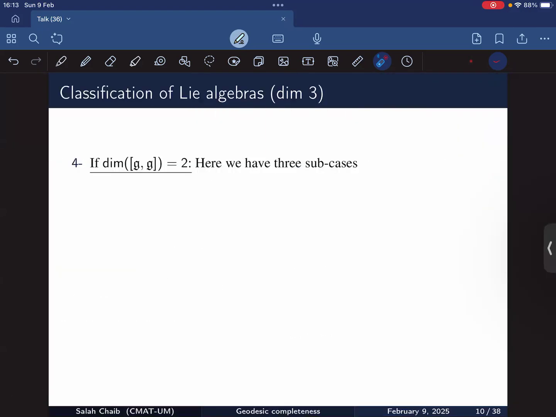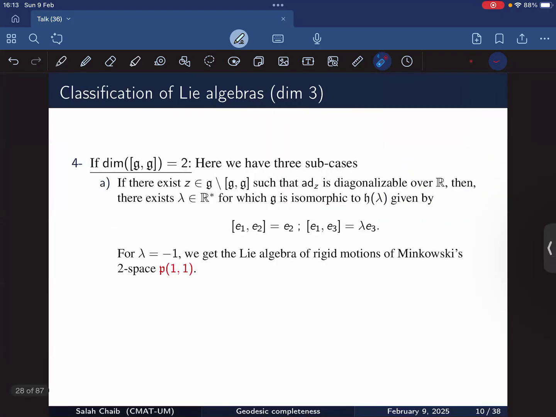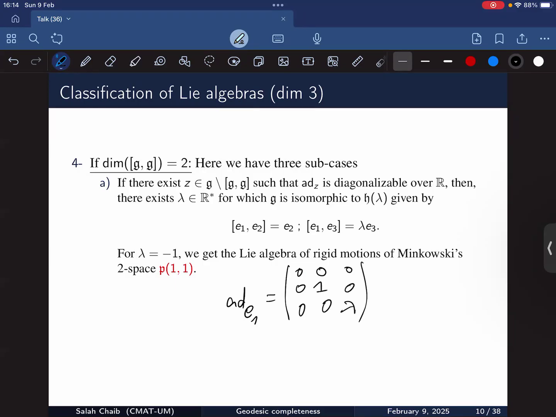And now if the dimension of the derived algebra is 2, we get 3 subcases. The first case is if we have some Z in G, but not in the derived algebra, which is diagonalizable over R. Then there exists some lambda such that G is isomorphic to this Lie algebra H lambda given by these non-zero bracket relations. Basically, E2 and E3 commute, and the bracket of E1 with E2 is E2, and E1 with E3 is lambda E3. So we can say that if we write the matrix of the ad of E1, in the basis E2, E3, it will be something like this.